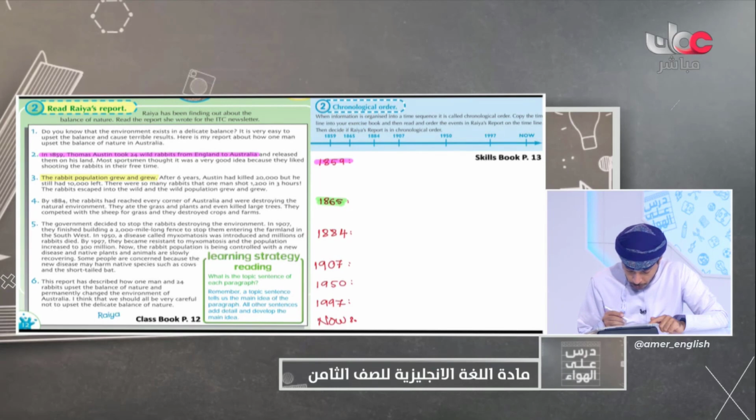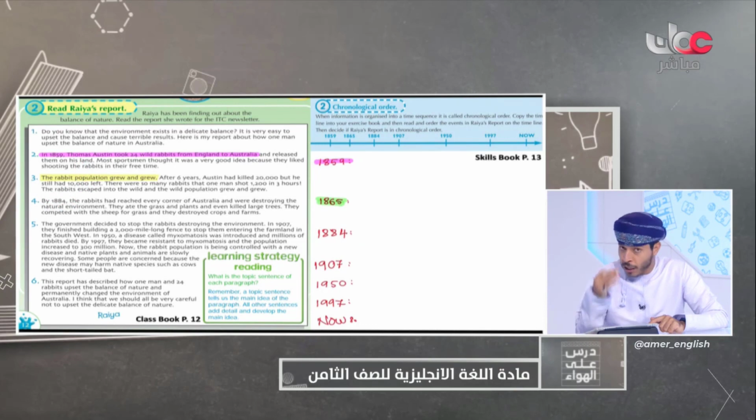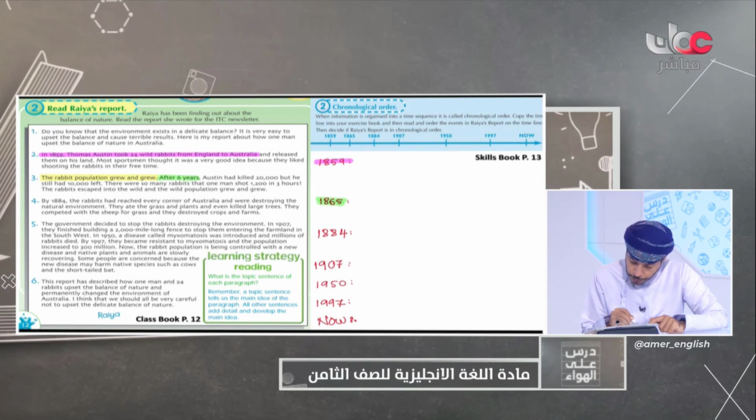But there is nothing. We have here 1884, which is this one. But we don't have anything between them and 1865. How can we identify that? And I told you that reading text needs your analysis and your understanding. So we can find out that by using the green color after 6 years.